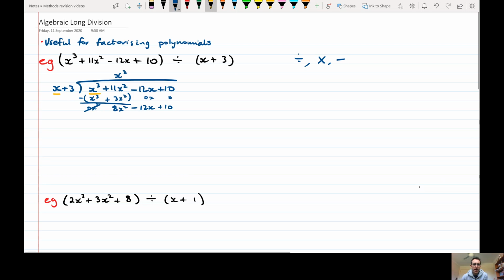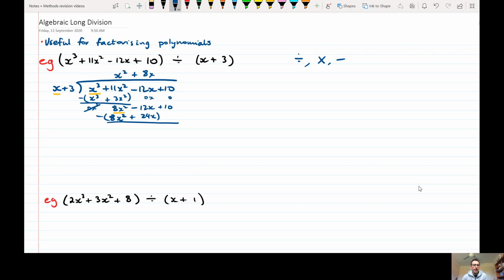Negative 12 minus 0x there, and a 0, subtract these from the top line and you get that. Now, this is the highest remaining power over here, and we still have the x over there. So 8x squared divided by x gives you 8x. And then we multiply down. So 8x times x is 8x squared. 8x times 3 is 24x. And now we subtract.